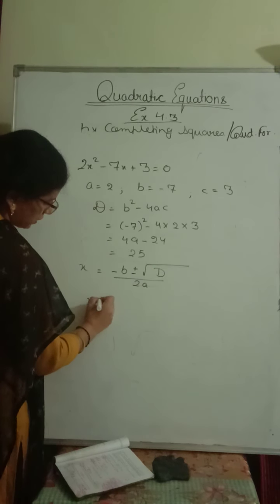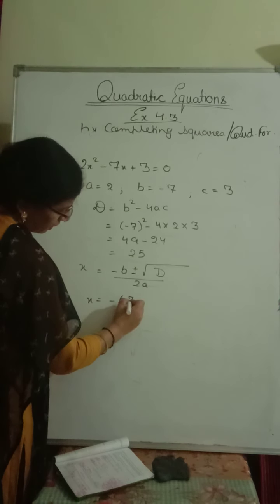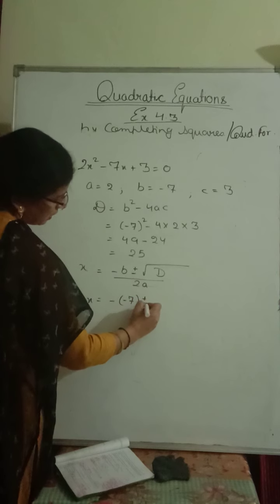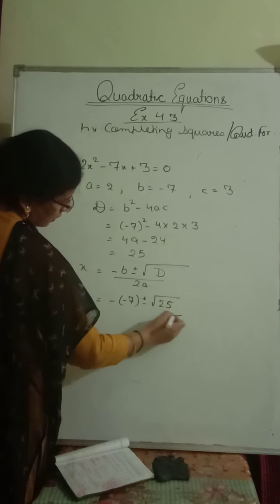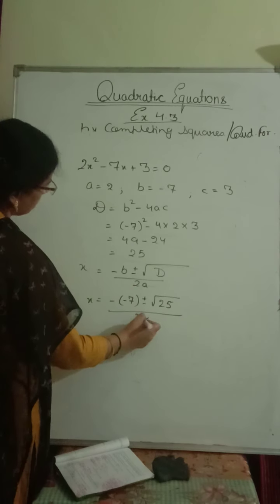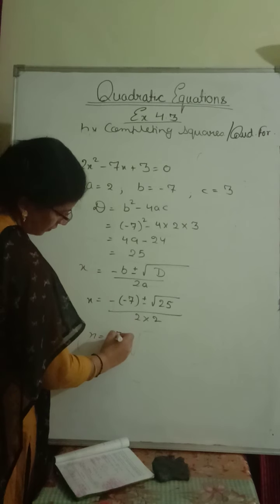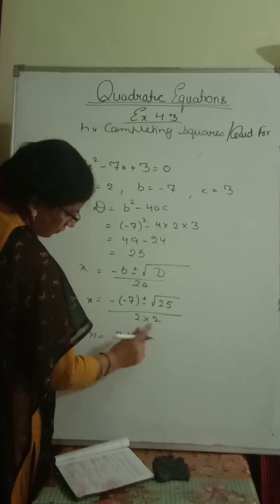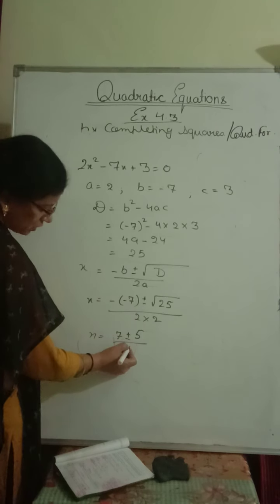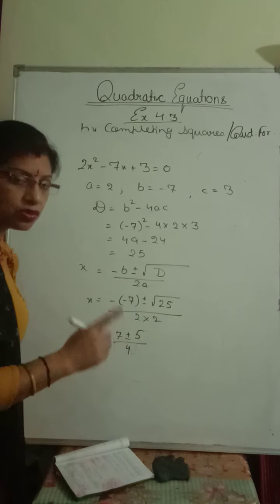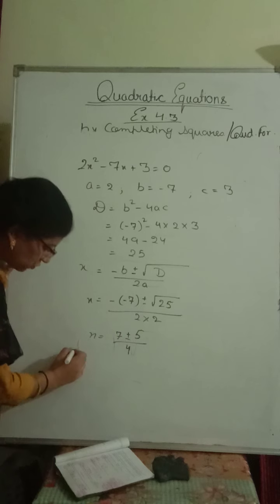Okay. So therefore x equals minus b. What is b? Minus 7. So b's value we will put in brackets because it is negative. Plus minus root of discriminant 25, divided by 2 into a, 2. So x equals minus minus 7, that is plus 7, plus minus 25 ka square root 5, divided by 4. So now you can see there is plus minus 5. Once we take plus 5 and second time we take minus 5. So there are two values of x.